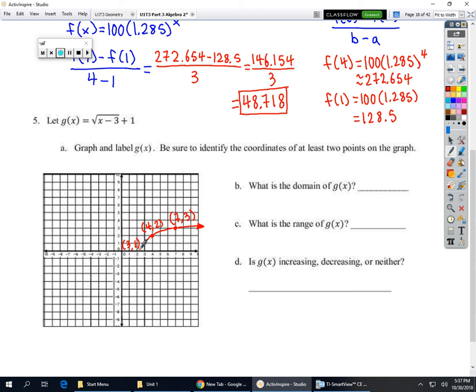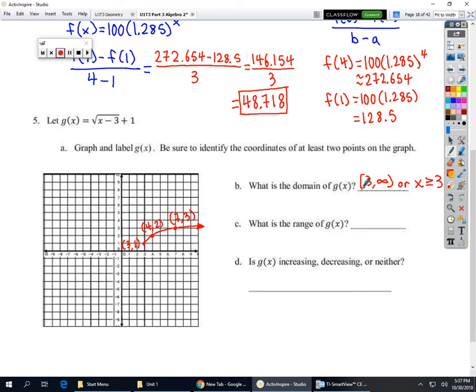Domain is the x values. So look along the x-axis. This graph starts to exist after the number 3. So [3, infinity), or always x is greater than or equal to 3. We're putting a bracket because there's no asymptote. That's an actual point. If there's a point there, we put a closed bracket.